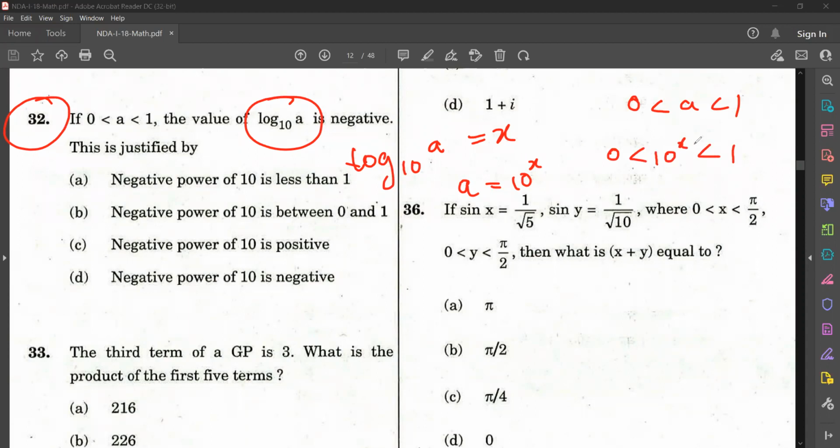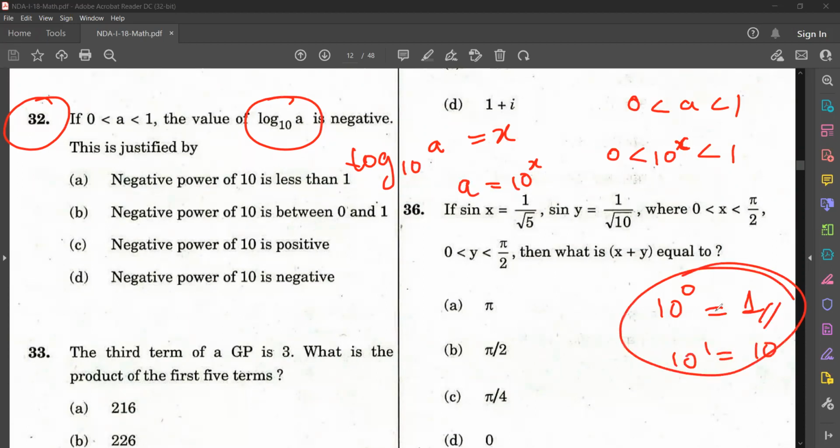Okay, then what is the condition? Then x must be negative, isn't it? 10 raised to 0 itself is 1, and 10 raised to 1 is 10. So for any positive power, a power of 10 is greater than 1. So here, for 10 raised to x, x should be negative. This indicates that the power of 10 should be negative.